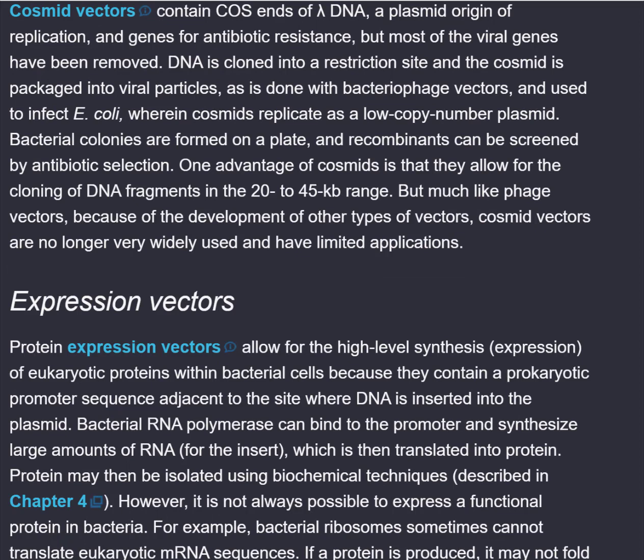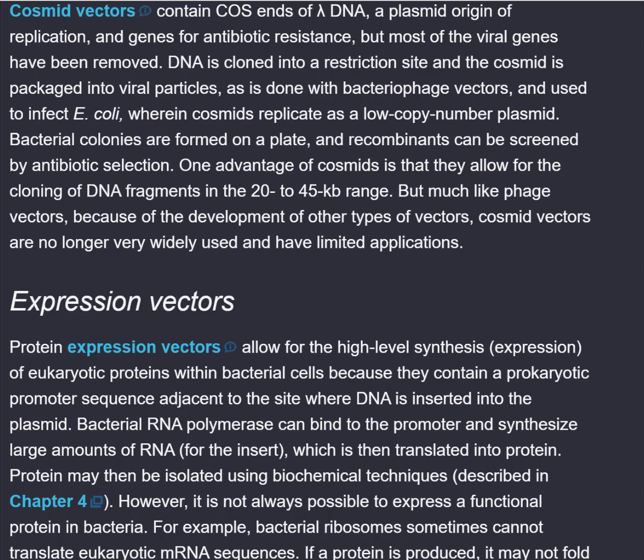Cosmid vectors contain COS ends of lambda DNA, a plasmid origin of replication, and genes for antibiotic resistance, but most of the viral genes have been removed. DNA is cloned into a restriction site and the cosmid is packaged into viral particles, as is done with bacteriophage vectors, and used to infect E. coli, wherein cosmids replicate as a low copy number plasmid. Bacterial colonies are formed on a plate, and recombinants can be screened by antibiotic selection.